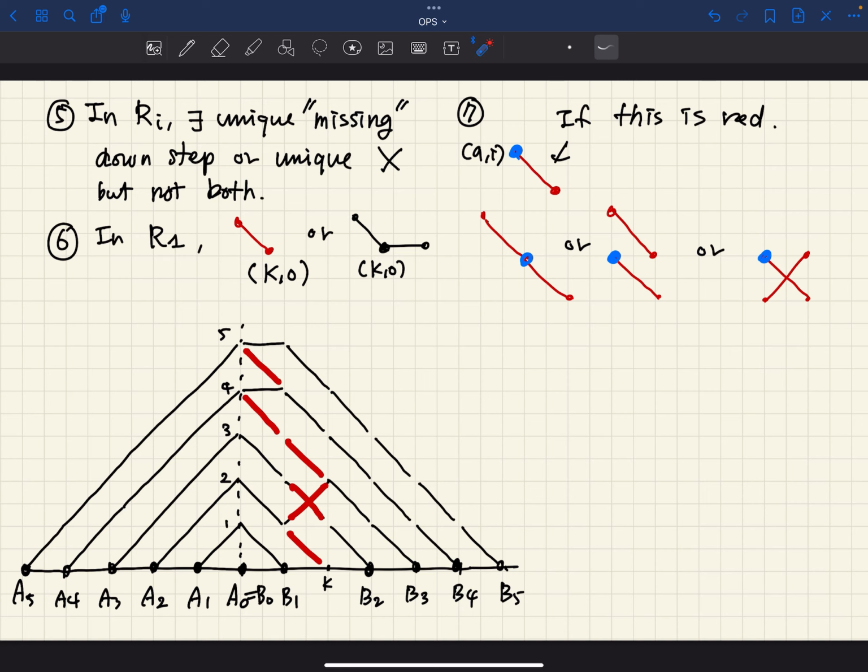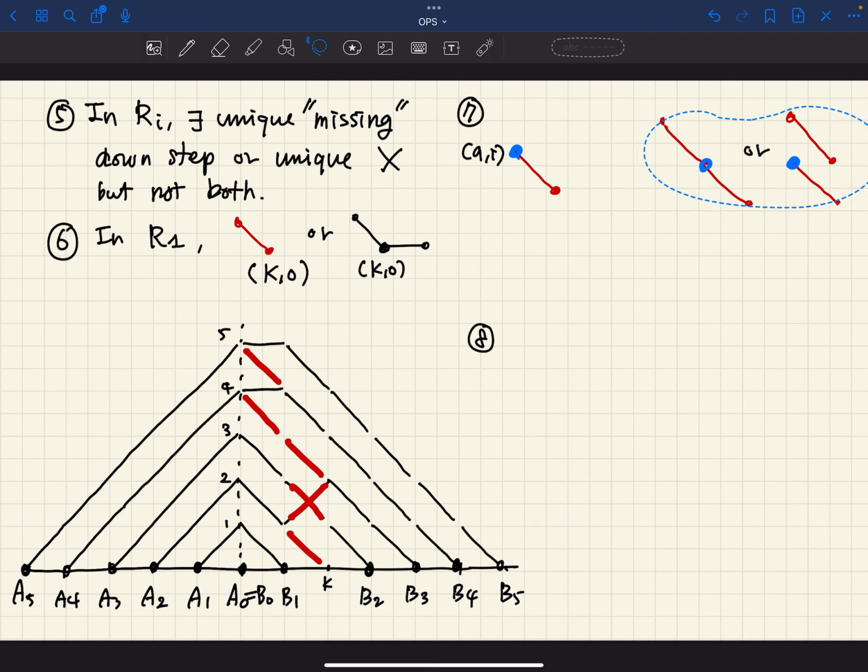Okay, let's continue and see what happens. 8. Okay, yeah, if this is missing, I think we can just forget about this. That's enough. Yeah, sorry about that.